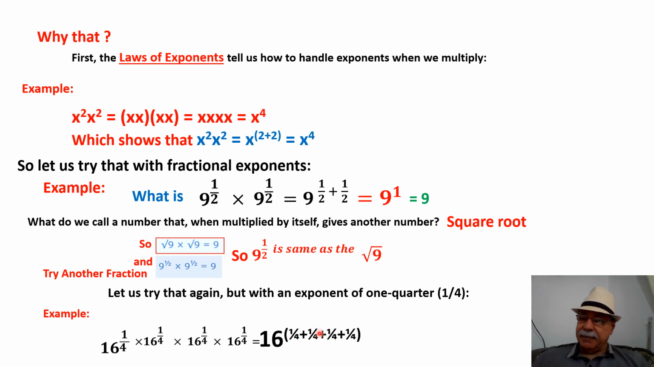Quarter plus quarter gives me half. Quarter plus quarter gives me half. Half plus half is 1. You see, 16 to the power of 1 is 16. You will not keep it like this in algebra, writing anything. We write just only 16.